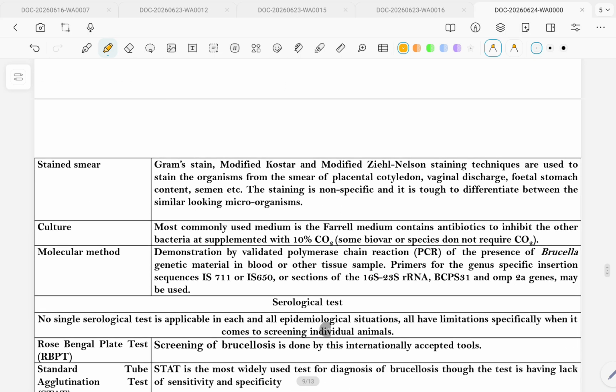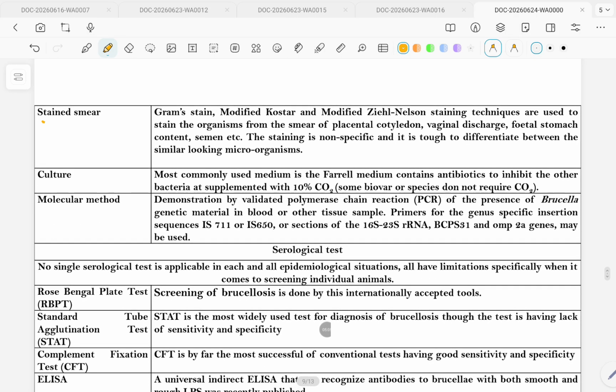Stained smear. Stained smear, Gram stain, modified Ziehl-Neelsen and modified Koster stain techniques are used to stain the organism from smears of placental side, cotyledon, vaginal discharge, fetal stomach contents, semen, etc. The staining is non-specific and it is tough to differentiate between similar looking microorganisms.